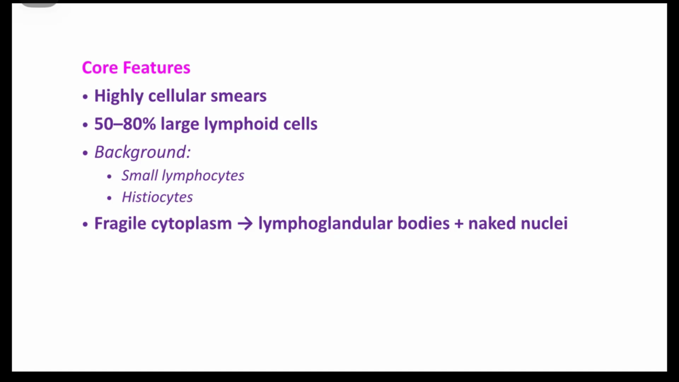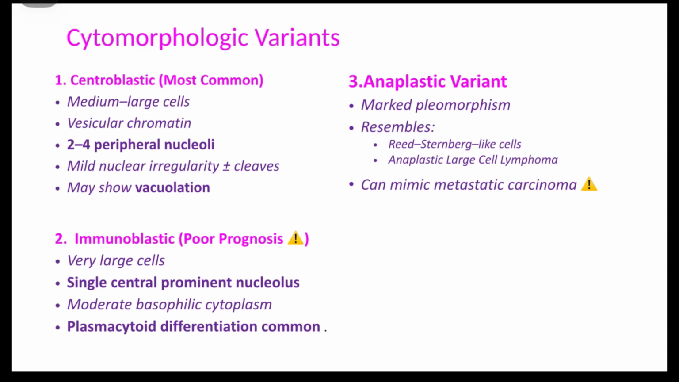So, core features include highly cellular smears, 50 to 80% cells are of large lymphoid size and background shows histiocytes and scattered small lymphocytes, and most important is the fragile cytoplasm. So, abundant numbers of lymphoglandular bodies along with naked nuclei are visible.